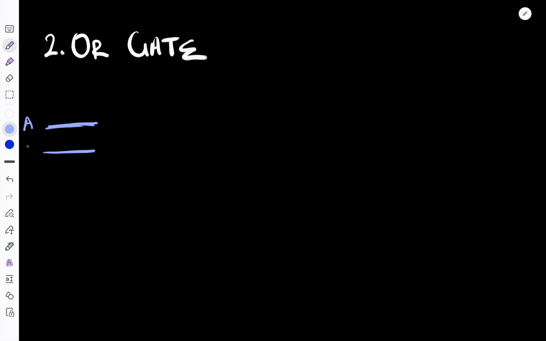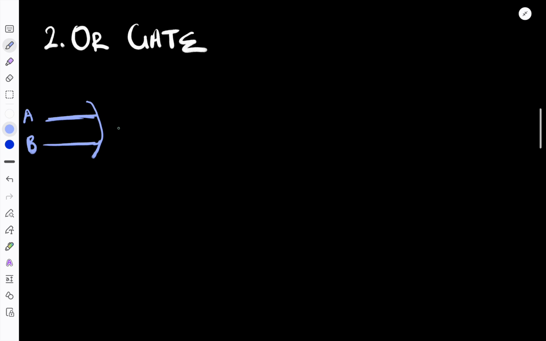But here are the inputs: input A, input B. Now, how does the OR gate differ from the AND gate? The AND gate is straight at the back. The OR gate is going to be curved at the back. That is the only difference. But then afterwards, put the belly, please. Put the belly, and then put the output X. There we go. Just make sure your OR gate is curved at the back. If it is not, you are wrong.